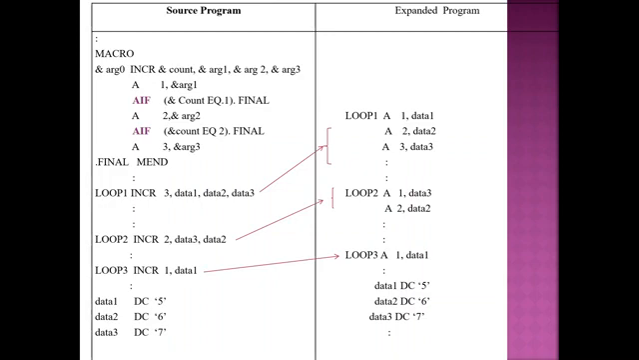Let me break it up for you. First, there is a macro written. We are using the keyword macro and the keyword macro end. This you already know, so there is no confusion there. You have a macro definition with the keyword macro and the keyword macro end. The next line is the definition of the macro. The name of the macro is INCR, and this macro is going to have arguments such as count, argument 1, argument 2, argument 3 and so on. It has count 1, 2 and 3.